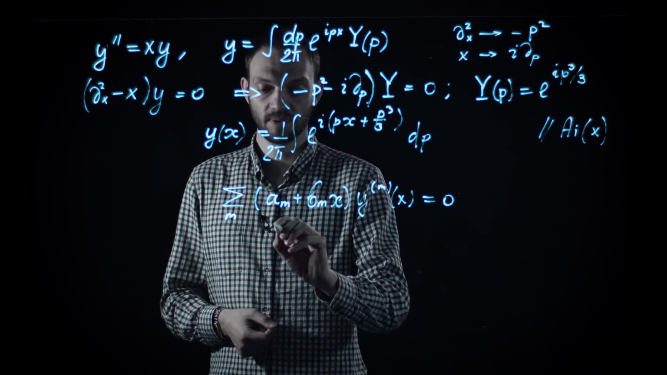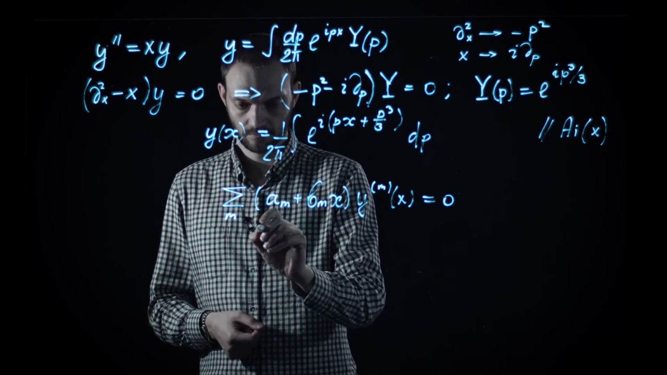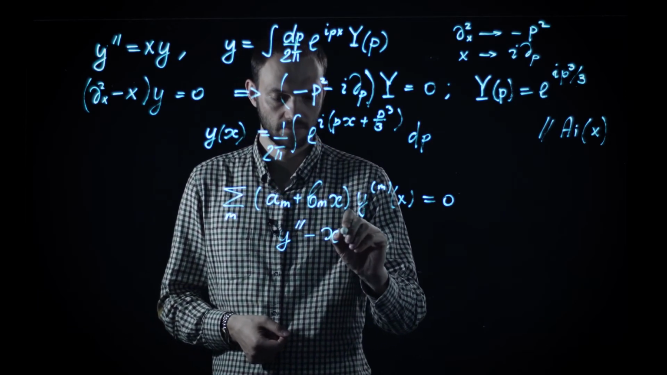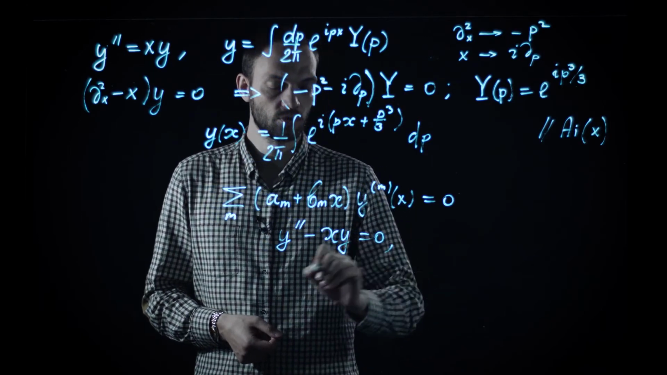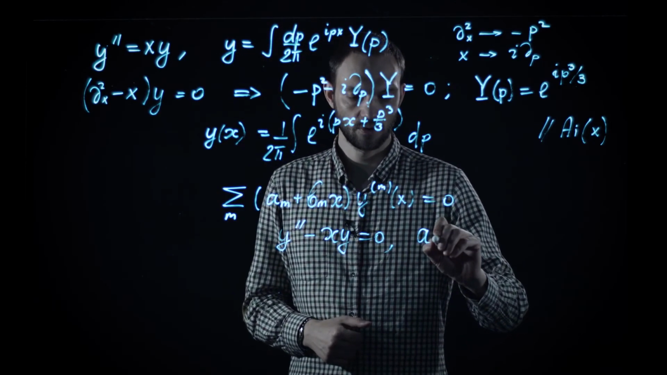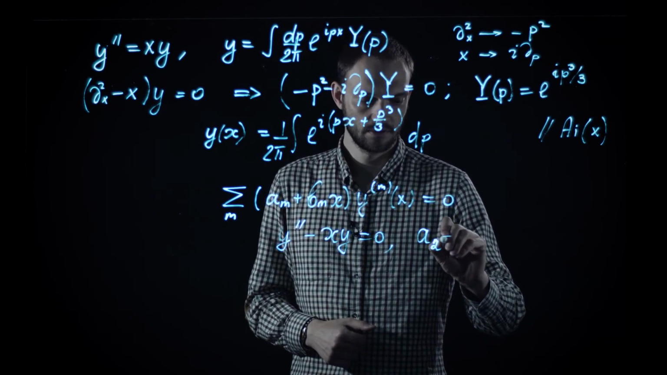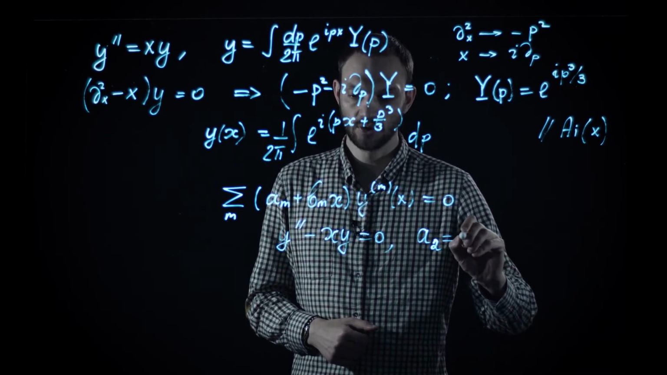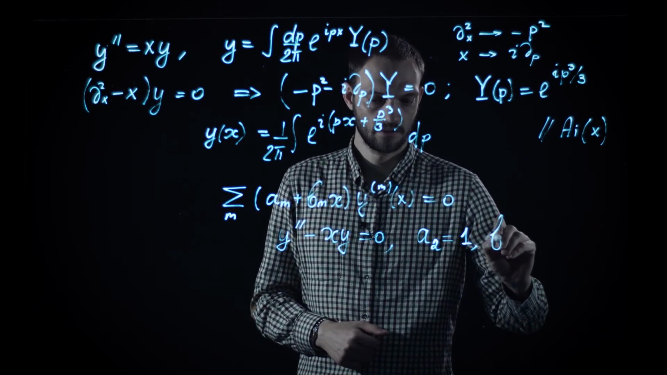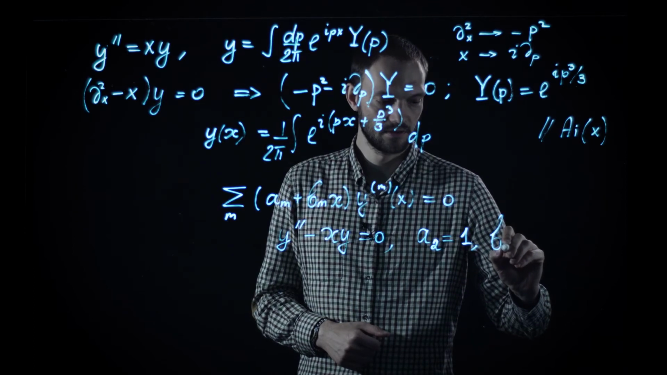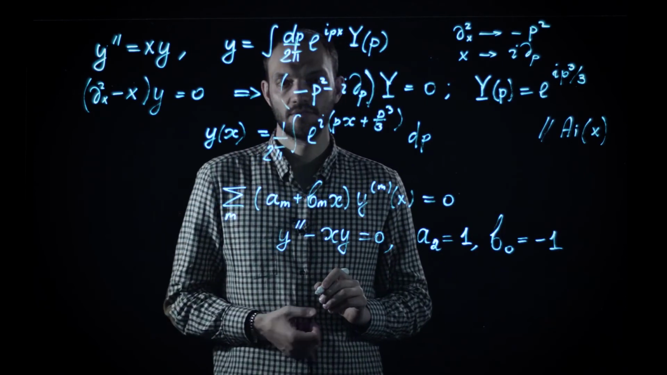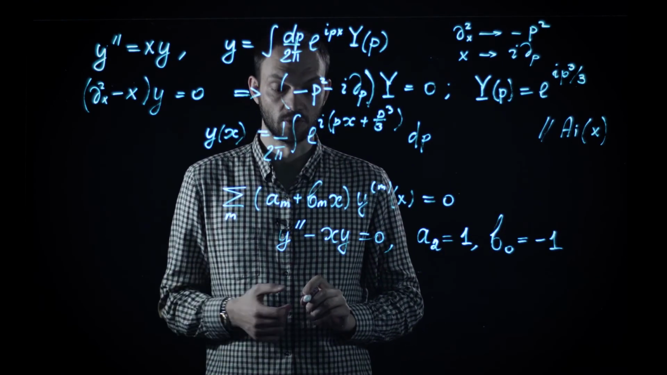In order to see it more explicitly, note that we can write it first of all like that, which of course is reduced to this class by the following choice of indices: a2 equal to 1 and b0 equal to -1, with all remaining coefficients just identically 0.